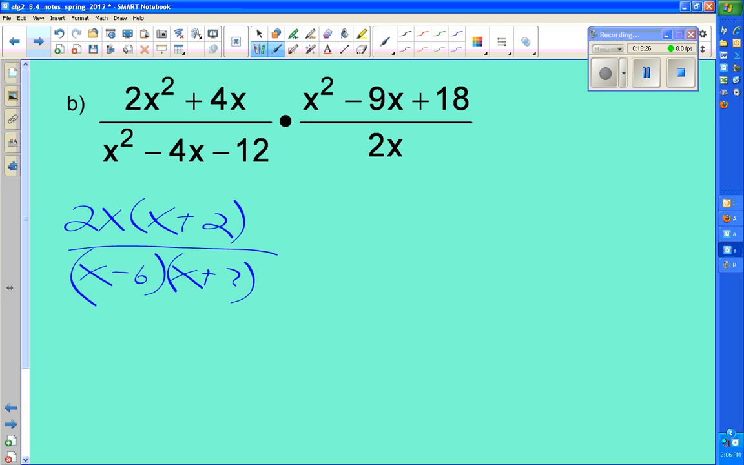Kaylin, top right? Do it with me. Top right. X minus 9. I have to write it down. What'd she say? X minus 6 and x plus 3. Are you sure it's not plus 6 and minus 3? Why? Because it's a negative 9. But do the math. Write it down.